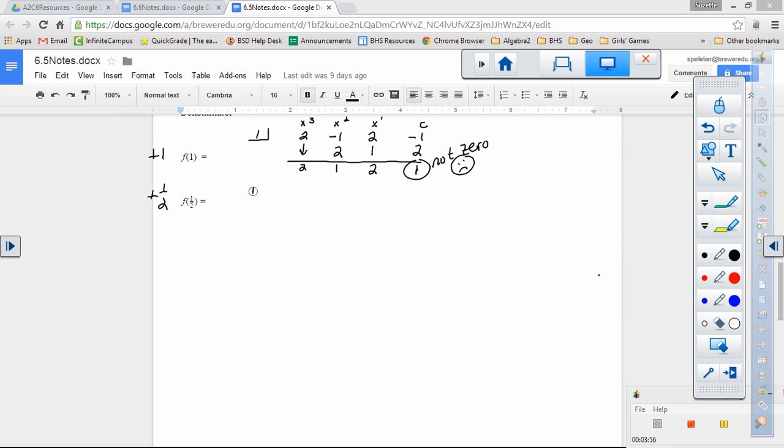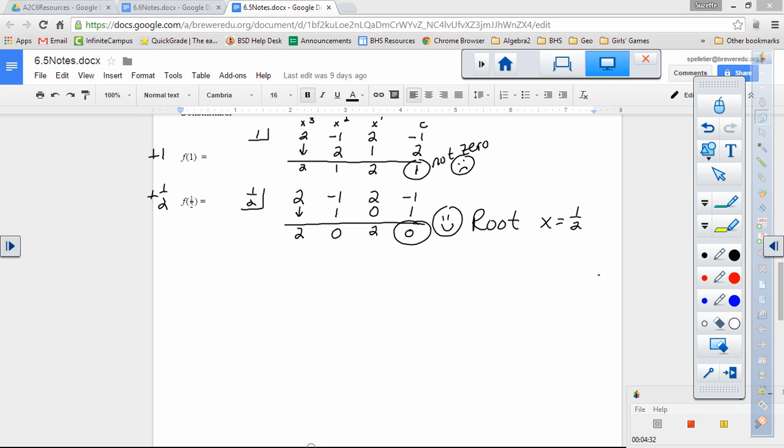Let's try this one. Put 1/2 in the box. I know how you feel about fractions. If you have a fraction key, by all means, put it to good use. So we're going to drop this down. 2 times 1/2, or half of 2, is 1. Add these together, we get 0. 0 times 1/2 is 0. Drop down the 2. 1/2 times 2, or half of 2, is 1. Positive 1 and negative 1 is 0. So we found a root. Okay, the root is 1/2.